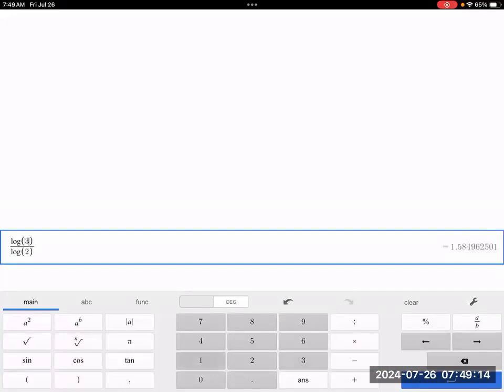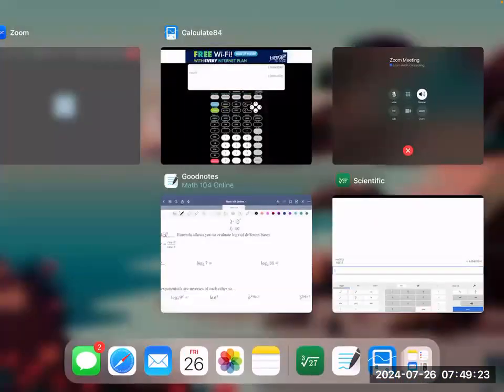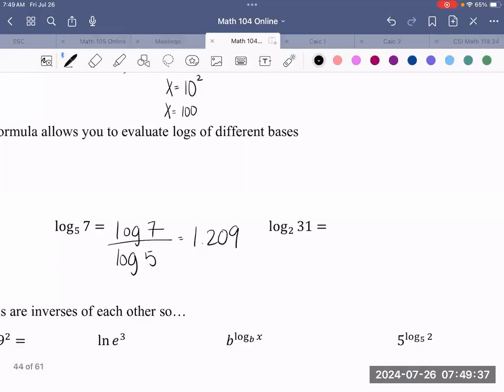31 and 2. So 4.954 would be those values. And again, I'll kind of just write it, just in case you did need the change of base. If your homework is asking specifically for the change of base formula, and it has like 2 spots, one for the formula and one for the solution, it's just looking for this first part.